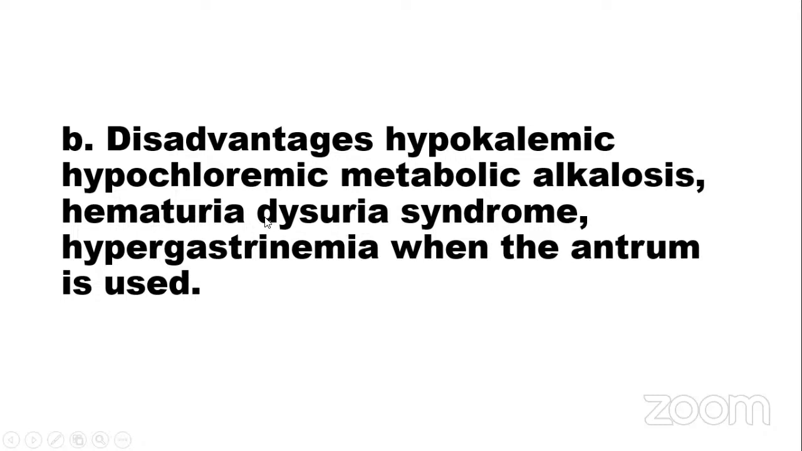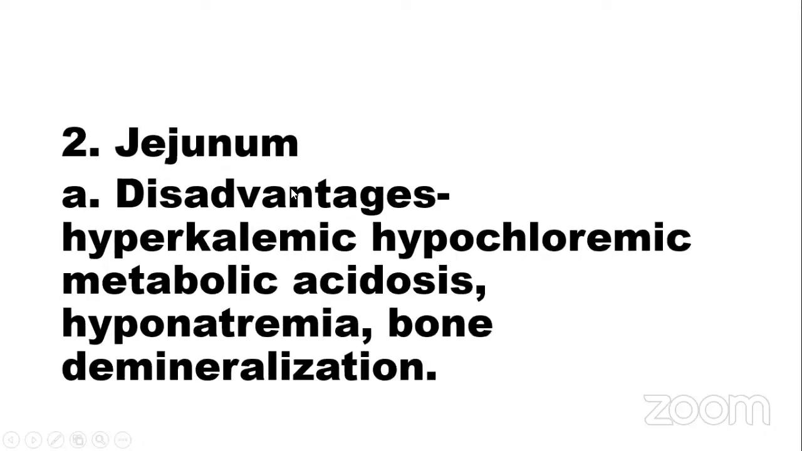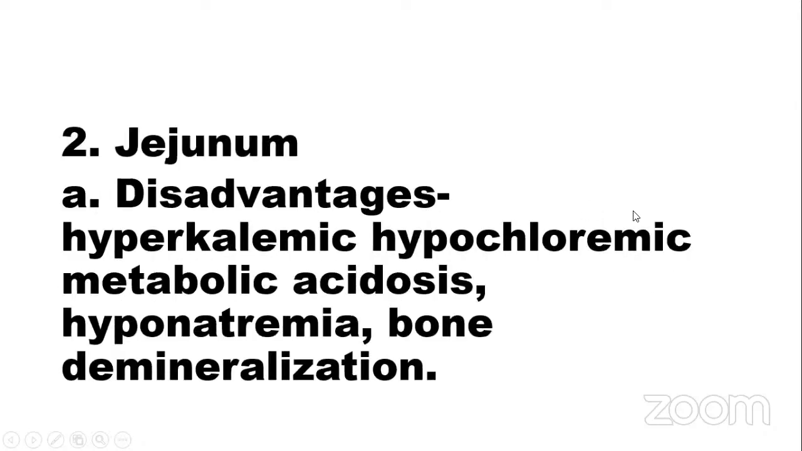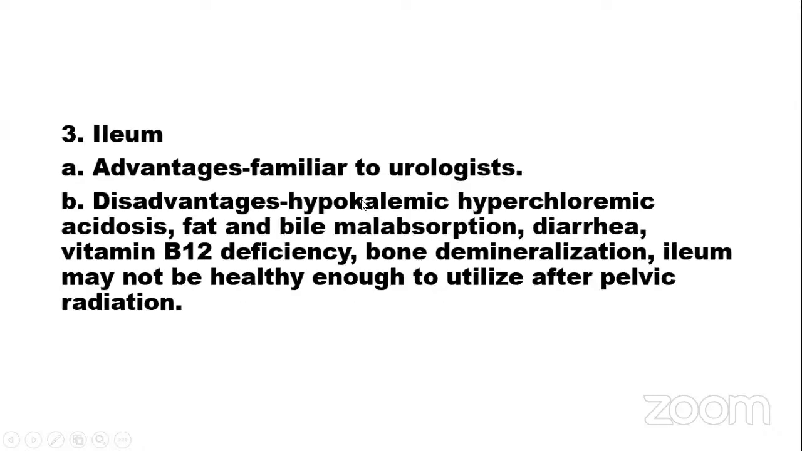Jejunum disadvantage: hyperkalemic, hypochloremic metabolic acidosis, hyponatremia, and bone demineralization when the jejunum is used. Ileum advantage is that it is familiar to the urologist. Disadvantage: hypokalemic, hyperchloremic acidosis can occur, compared with the jejunum, which leads to hyperkalemic, hypochloremic metabolic acidosis. With ileum, we have hypokalemic, hyperchloremic acidosis.